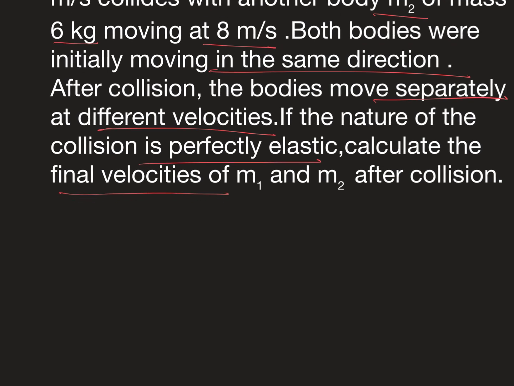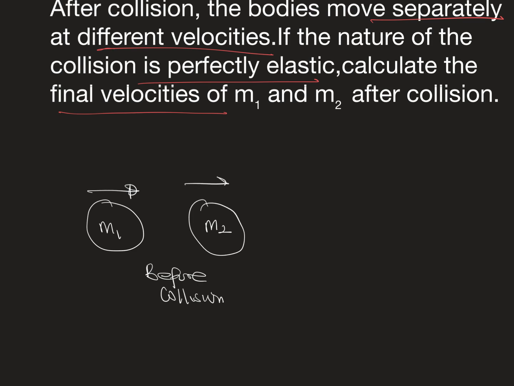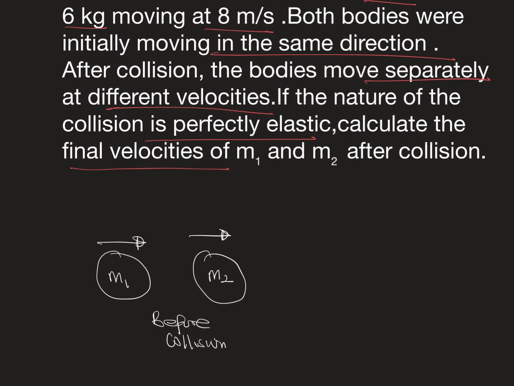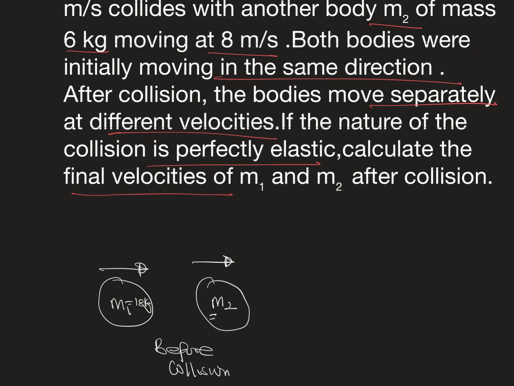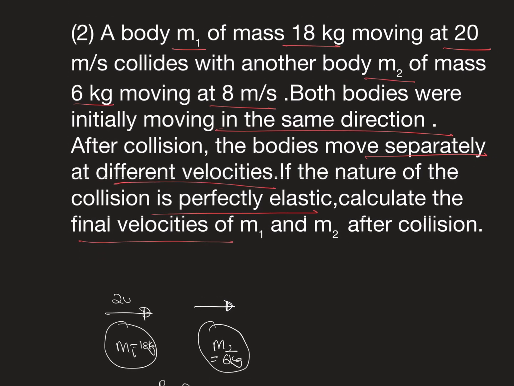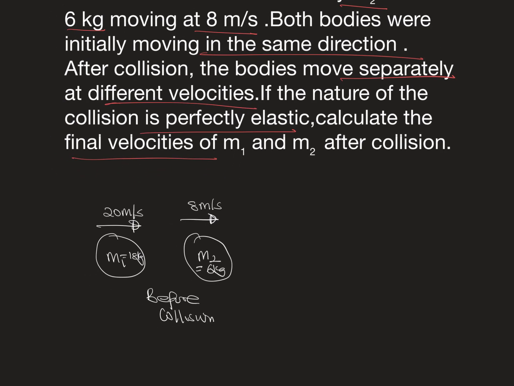Okay, so if we should sketch the diagrams, let's say we have M1, M2. This is the situation before collision. We are told that they were moving in the same direction. So M1 is 18 kilograms and M2 is 6 kilograms. The initial velocity for M1 is 20 meters per second. The initial velocity for M2 is 8 meters per second. So initially the two bodies were moving in the same direction.